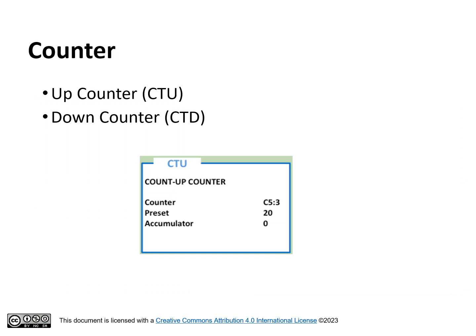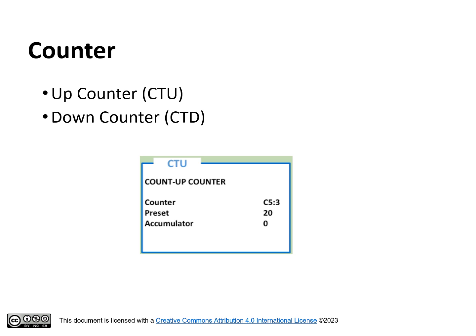PLC counters are similar to timers, but instead of timing the passage of time, they count events from external or program sources. Most common among these counters are the up counter, CTU, and the down counter, CTD. While the CTU counts up by 1 from 0 to some preset value, the CTD counts down by 1 from some preset value to 0.